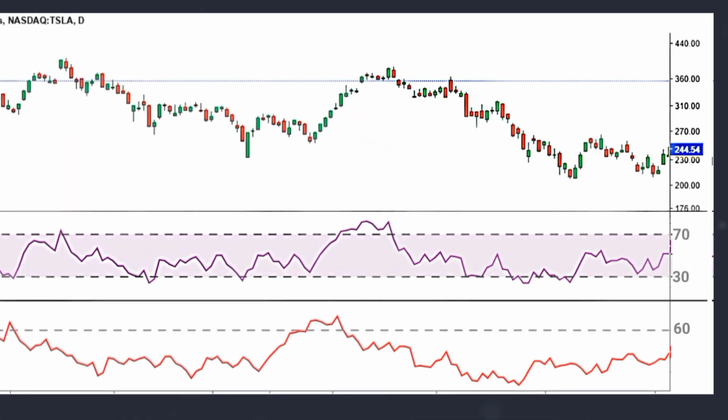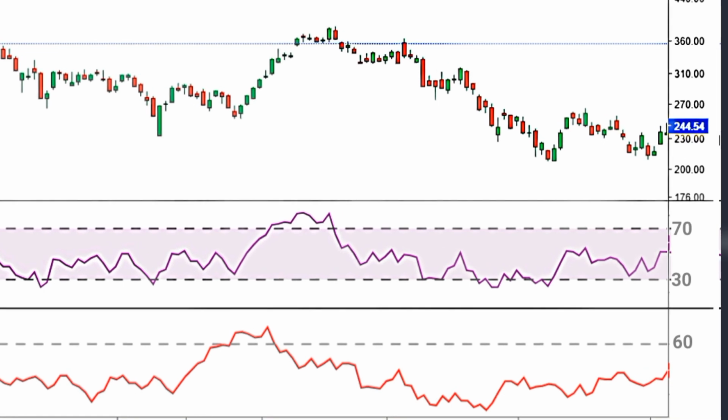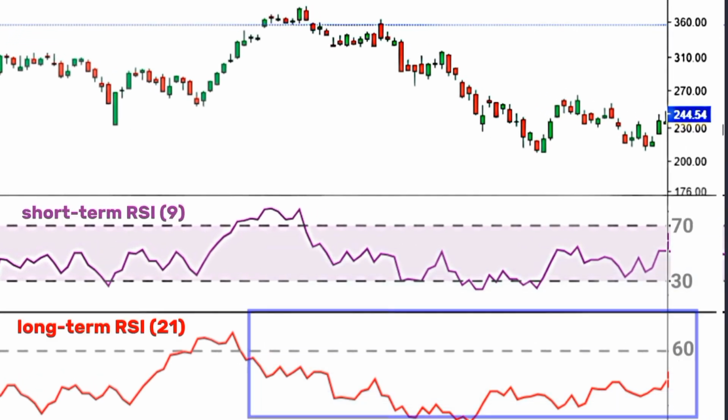Similar to the previous example, this setup focuses on a sell signal. Here, the long-term RSI is below 60, indicating a downtrend. In this case, we wait for confirmation from the short-term RSI. When the 9-period RSI drops below 70 and exits the overbought zone, a sell signal is triggered. Following this, the stock price moves downward.